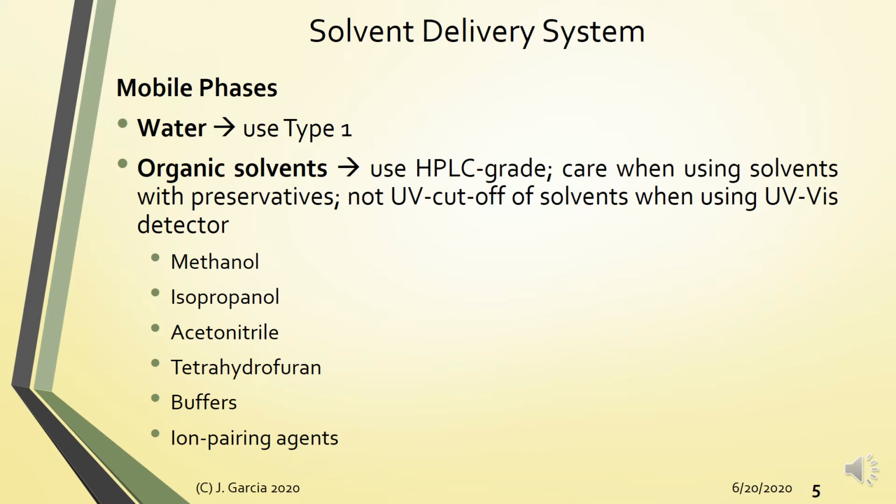So typical mobile phases, or sorry, composition of the mobile phase. So water, for aqueous mobile phases. For water, we usually use type 1 water. Ito yung tinatawag na ultra pure water. Then you have your organic solvents. Please take note that you want to use what you call HPLC grade solvents. HPLC grade solvents are purified and pre-filtered in a way that minimizes possible contaminants that might be detected by the detector.